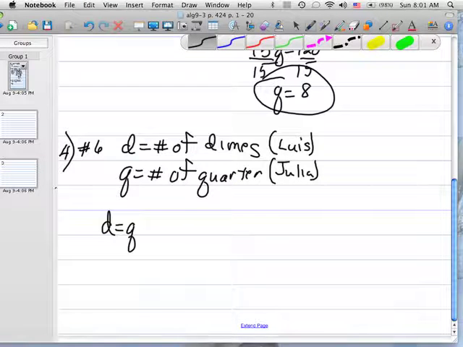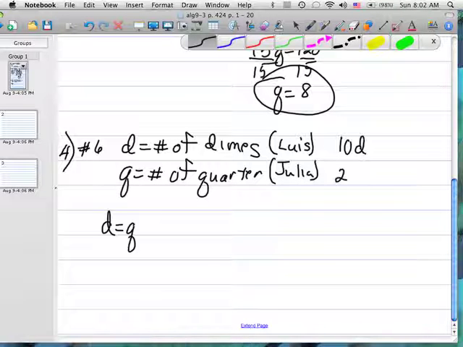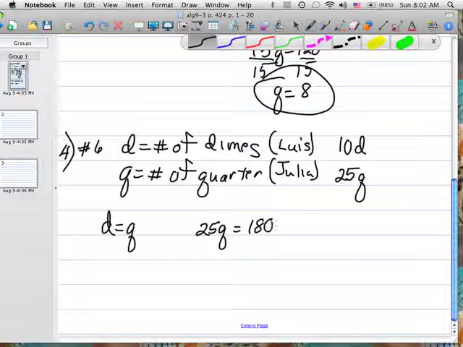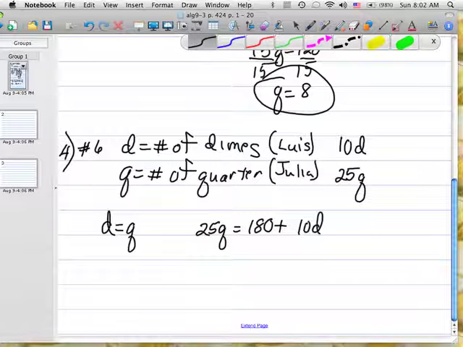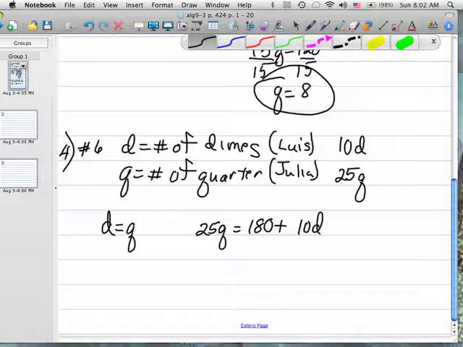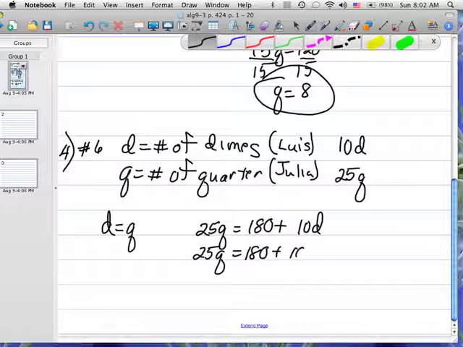And then the value of the dimes would be, of course, 10D, and the value of the quarters would be 25Q. Remember, Julia has the quarters, so she has 25Q. She has $1.80 more than Louise does, so she has 180 cents plus Louise's amount, which is 10D. So they've already solved the equation for one variable here, so we'll just plug it in. I'll just say D equals Q. So 25Q equals 180 plus 10Q.